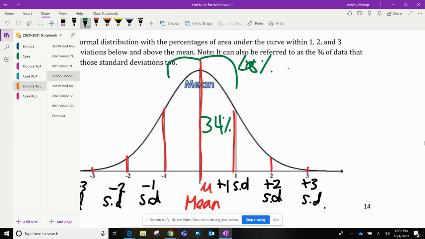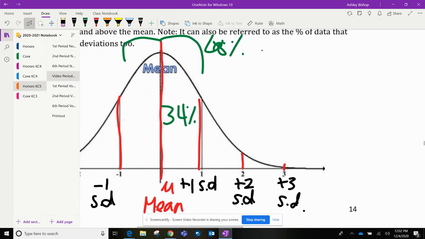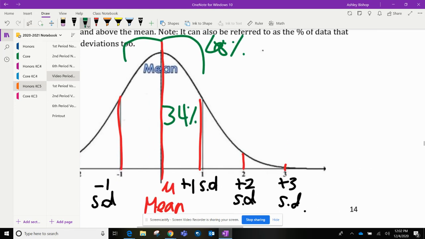The data that is between 1 standard deviation and 2 standard deviations is 13.5%. Between 2 standard deviations and 3 standard deviations is going to be 2.35%, which I don't have room for, so I'll put it here, 2.35%. And above 3 standard deviations and on is 0.15%.